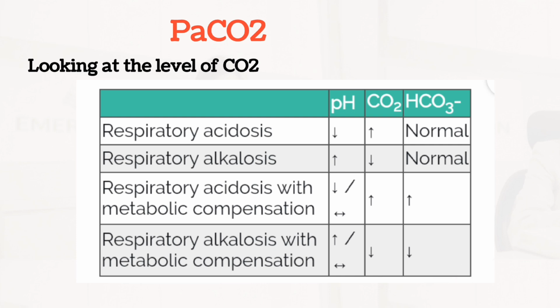pH, CO2, HCO3. In respiratory acidosis the pH is low, carbon dioxide is high, then bicarbonate is normal. Then in respiratory alkalosis pH is high, then carbon dioxide is low, bicarbonate is also normal. In respiratory acidosis with metabolic compensation, the pH is low or normal, carbon dioxide is high, then bicarbonate is high. Then finally in respiratory alkalosis with metabolic compensation, the pH is high or normal, carbon dioxide is low, and bicarbonate is also low. Next we will look at the underlying biochemistry.